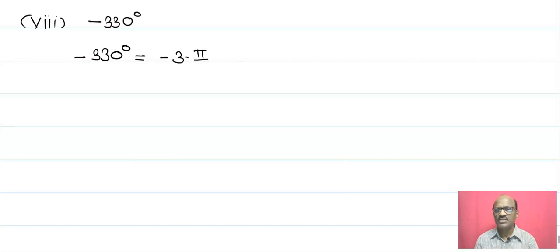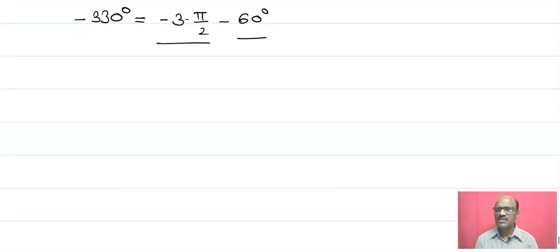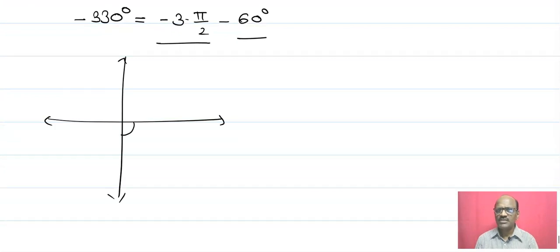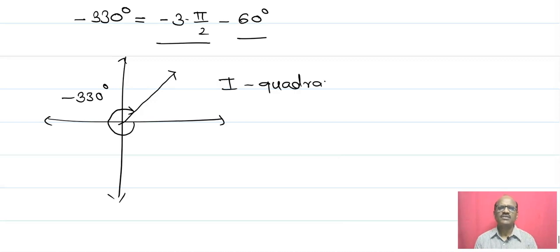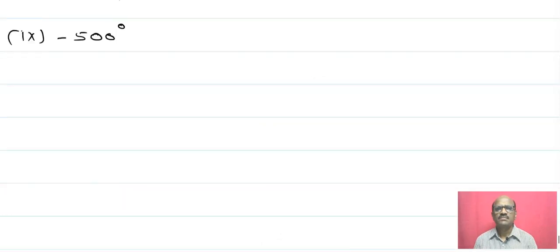Now minus 330, it is written in this manner. That is minus 3 pi by 2 minus 60. Minus 3 pi by 2. Now we'll go minus 3 pi by 2. See this? 3 pi by 2 and minus 60. Minus 330, that is the first quadrant. Minus 500, again in the sense of the clockwise direction.